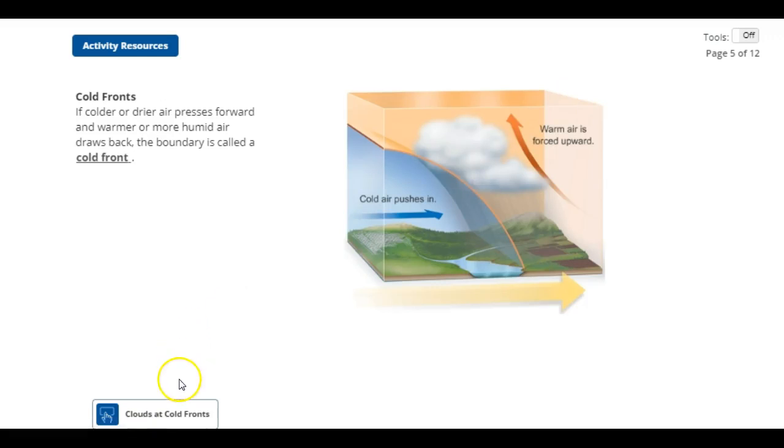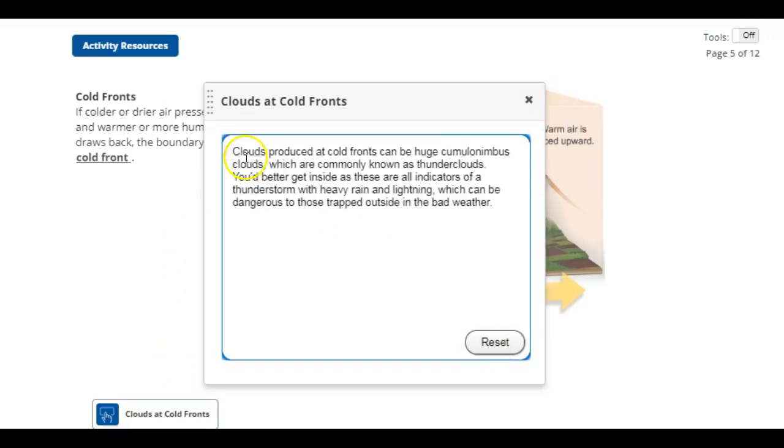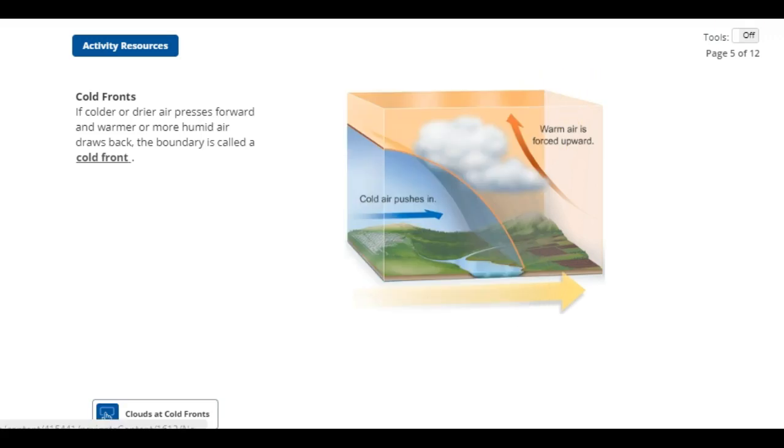What kind of clouds are we going to see at a cold front? We're going to see some huge cumulonimbus clouds, which are commonly known as your thunder clouds. So if you see these, you better get inside. You may see a thunderstorm with heavy rain or lightning, which can be dangerous.